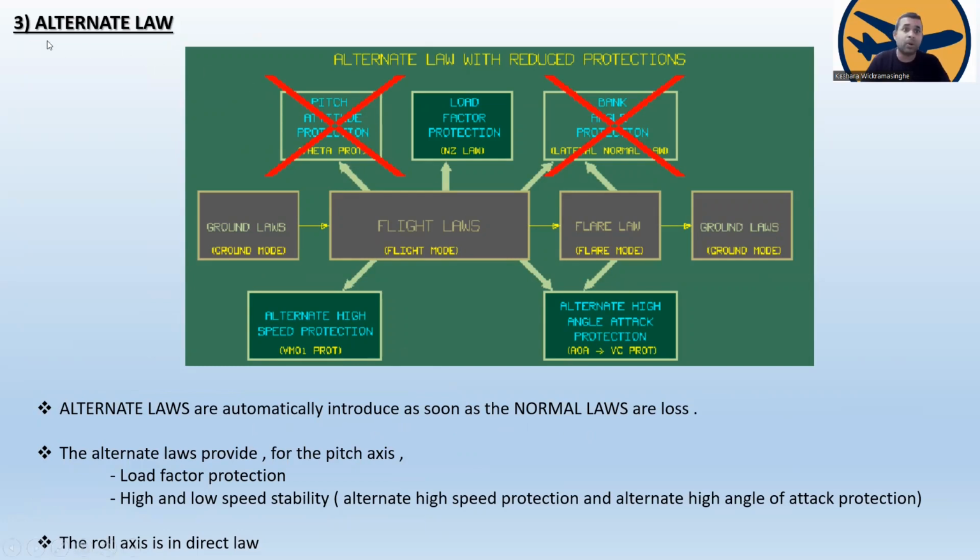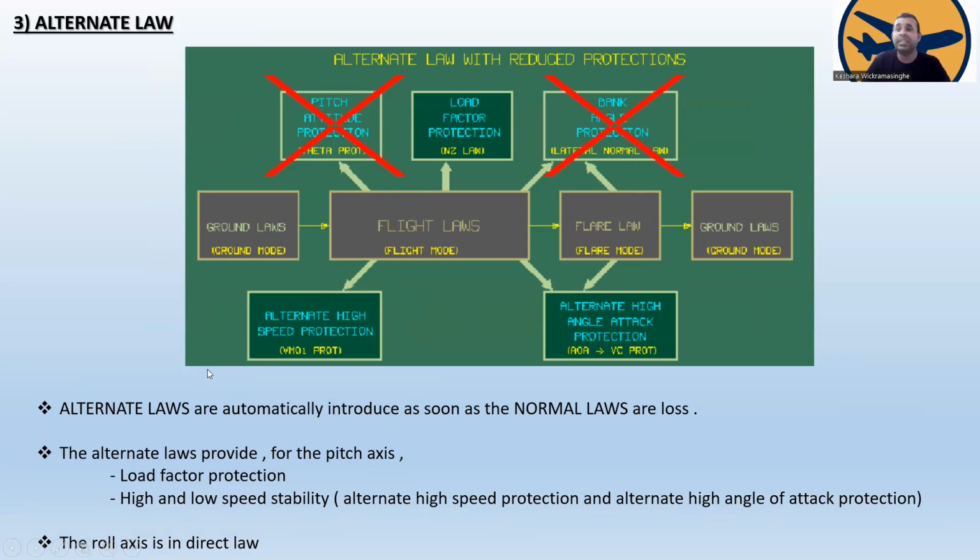Here I talk about the alternate law. Alternate law provides for the pitch axis load factor protection and high and low speed stability, alternate high speed protection, and the alternate high angle of attack protection. In the pitch axis, theta protections are not provided, and from the lateral normal law, bank angle protections they will not provide.